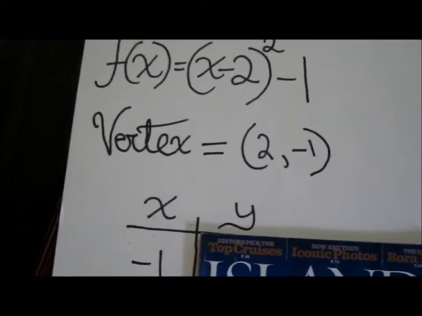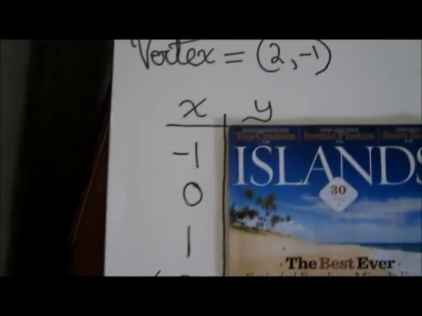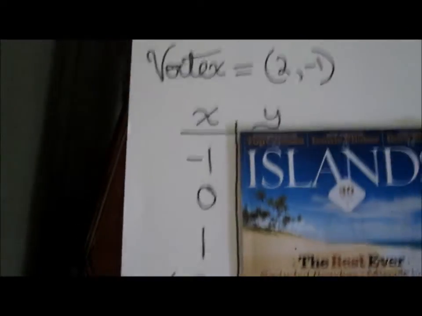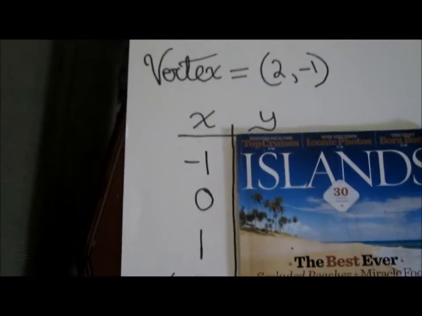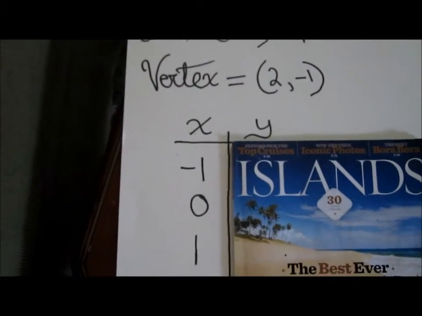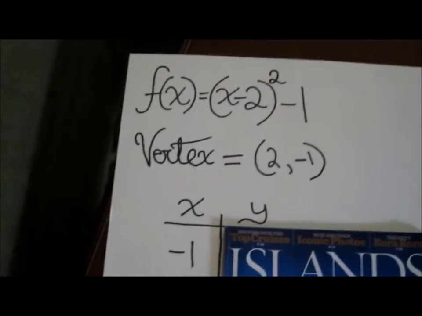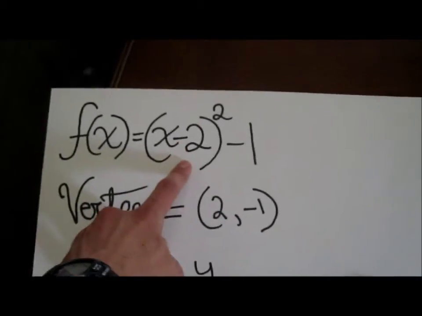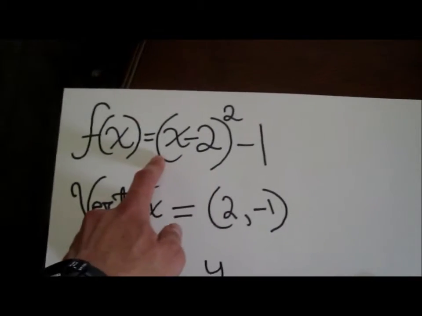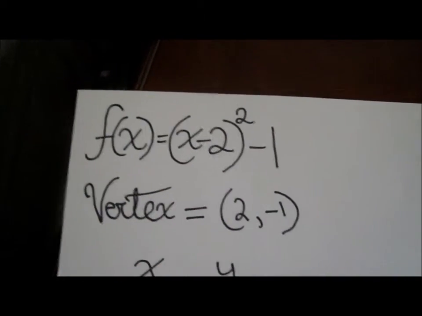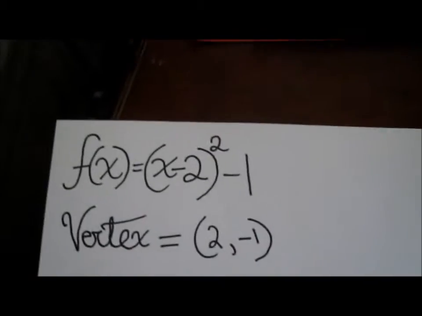Now we're going to come down here and start plugging stuff into a table, because that's our next step before we can graph. So there's your x-coordinates. What would be the y-coordinate that would go with -1? You're going to go in and figure it out. You're going to do -1 minus 2 is -3. You're going to square that. -3 times -3 equals 9. Minus 1, and you're going to figure out that it's 8.